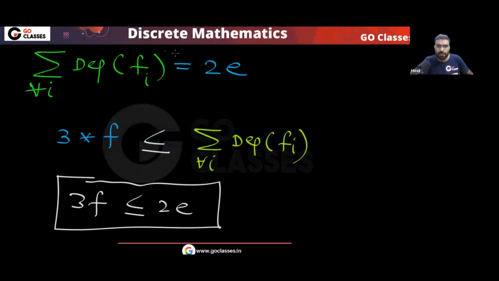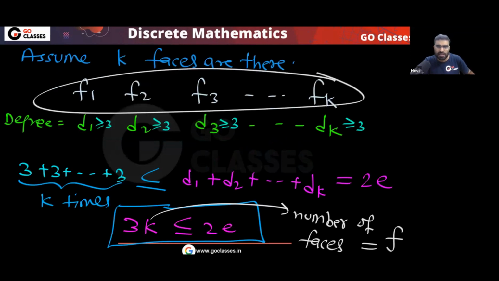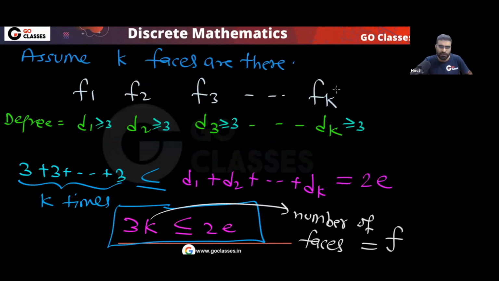See, very simple point. This we already know: the summation of degree of all the faces. If I do the summation of degree of all the faces, that will be 2e. Now you can easily see, let's assume you have k faces. These are your faces, f1, f2, f3, fk. Now let's assume these are the degrees. This face has degree d1, this face has degree d2, this face has degree dk.